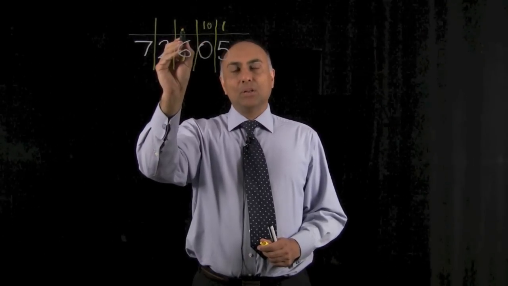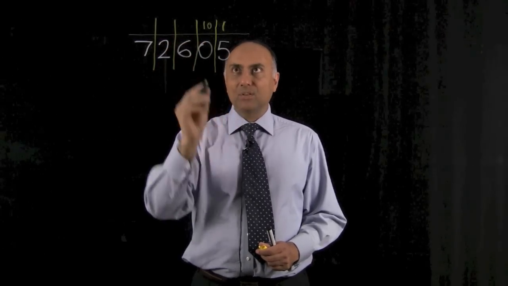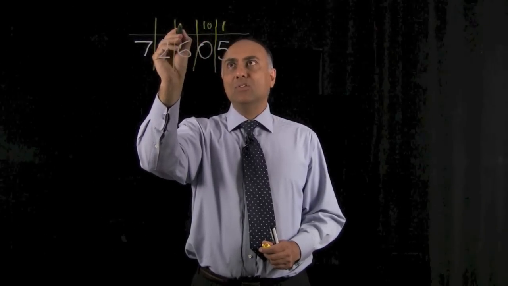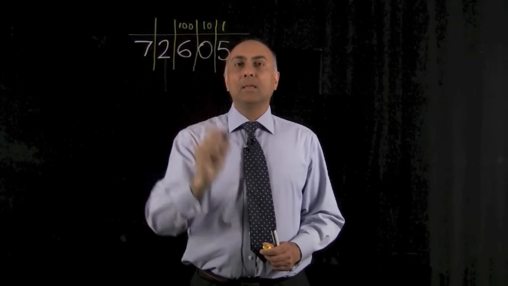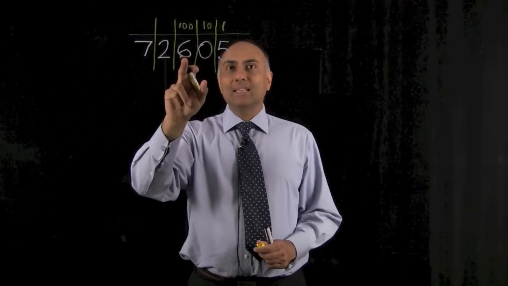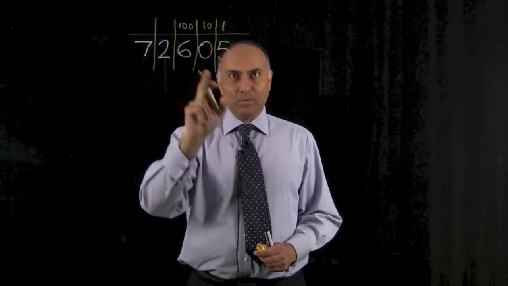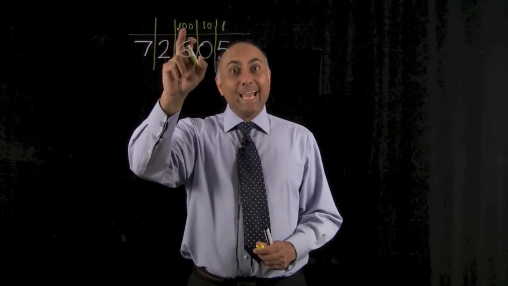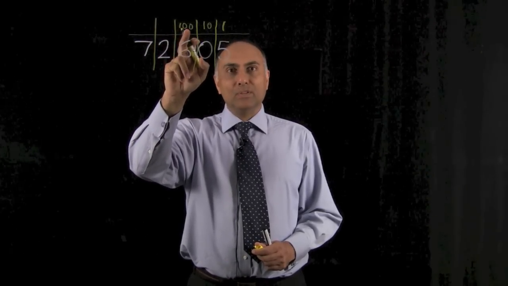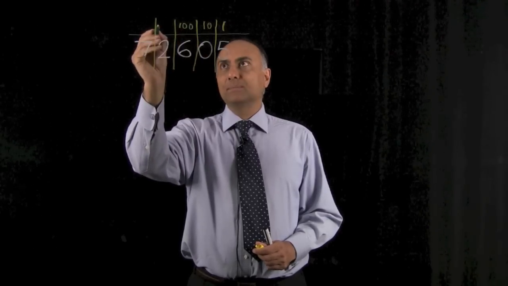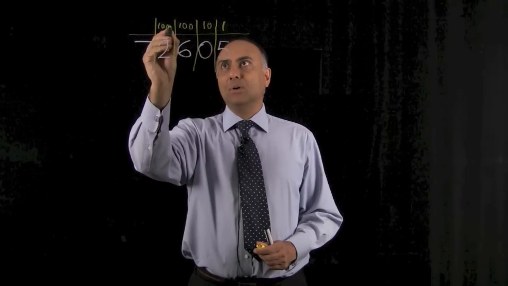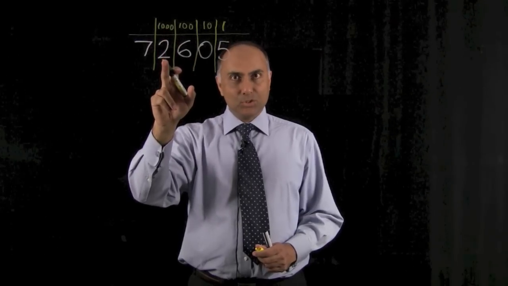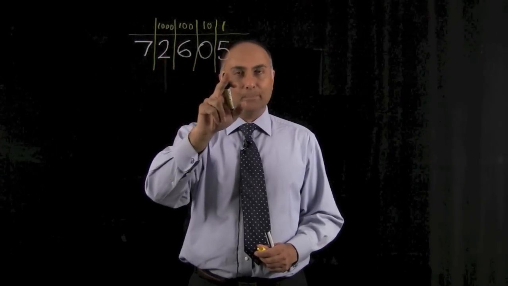And as the next column is worth 10 times the previous column, this column is worth 10 times 10. So this is the hundreds column. So in this number we have 6 hundreds. Therefore this 6 is worth 600. The next column is worth 10 times the previous column. So it's 100 times 10, which is 1,000. So this is the thousands column. And in this number we have 2 thousands. So this digit 2 is actually worth 2,000 in this number.